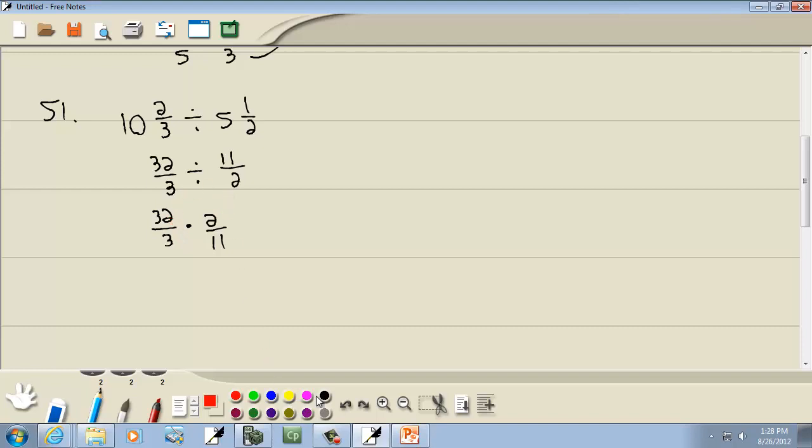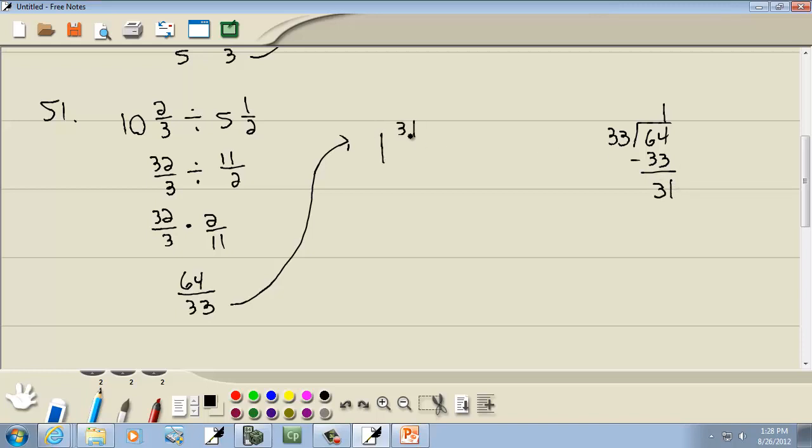Nothing simplifies, so we multiply the top parts together. 32 times 2 is 64. And the bottom parts, 3 times 11 is 33. Well, now we'll do our division. 33 goes in 64 one time. 1 times 33 is 33. Subtract that, and we get 31. So this becomes 1 and 31 over 33.